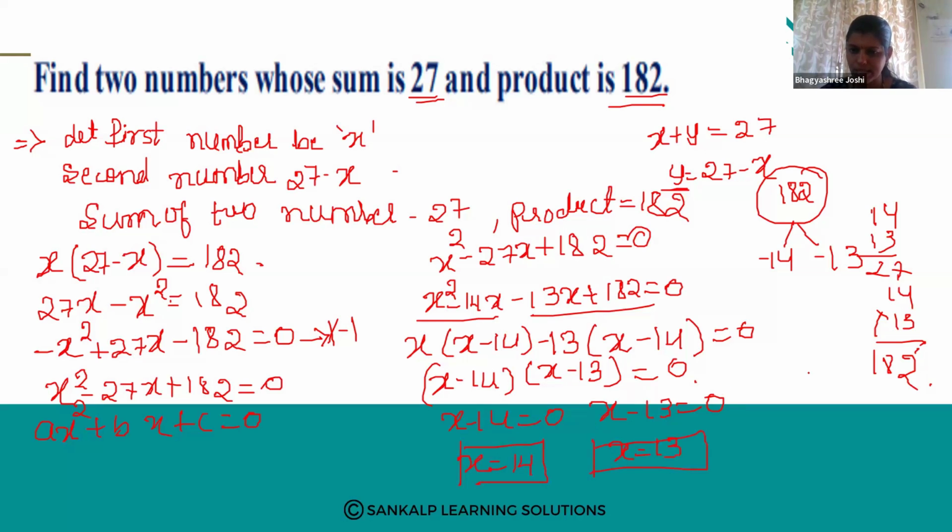That means two numbers are here. What they have given in the question, find two numbers. Therefore, the two numbers are 13 and 14. Right? Okay. Have you understood?